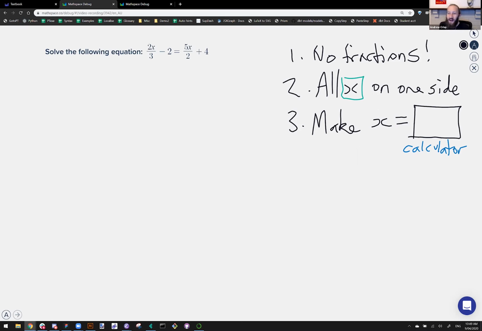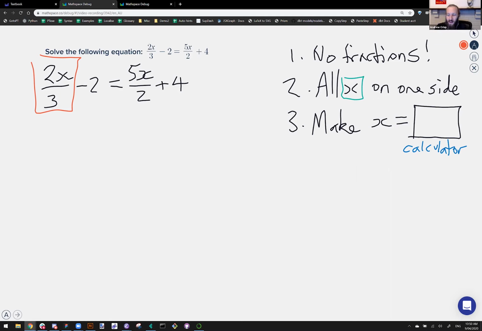Okay, great. There are fractions. What do I do with these fractions? Let's start like we always do by writing out the equation in full. 2x on 3 minus 2 equals 5x on 2 plus 4. Okay, let's focus on the first fraction. Let's look at this guy, this fraction. How do we make him not a fraction anymore?